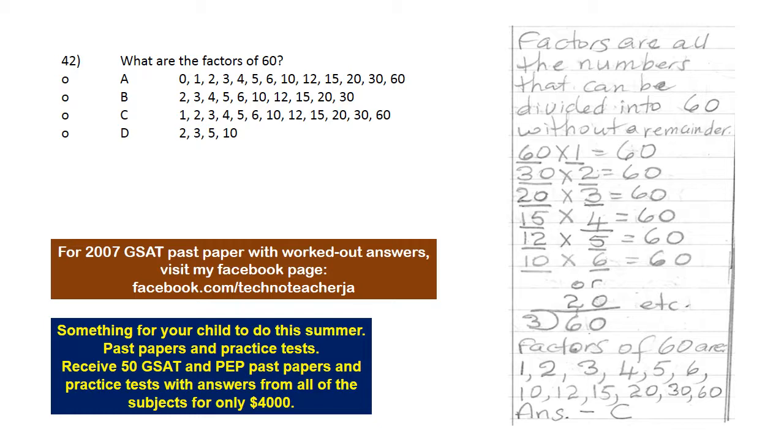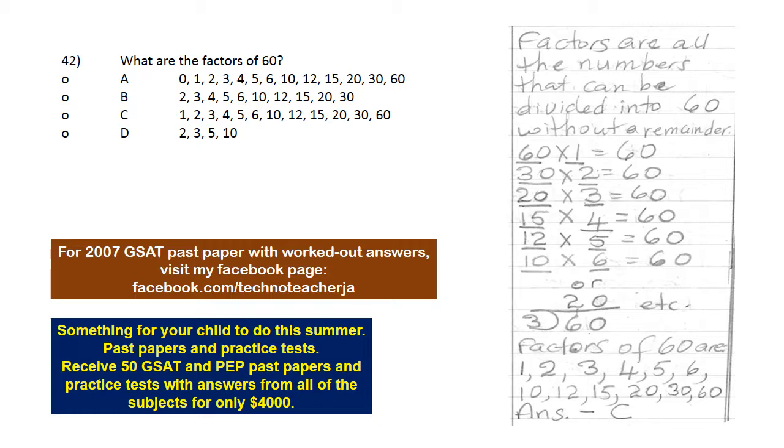So we have already gone through all the factors now. So we can stop here at 10. So the factors of 60 are 1 and 60, 2 and 30, 3 and 20, 4 and 15, 5 and 12, and 6 and 10. Once again, the factors of 60 are 1, 60, 2, 30, 3, 20, 4, 15, 5, 12, 6, 10.